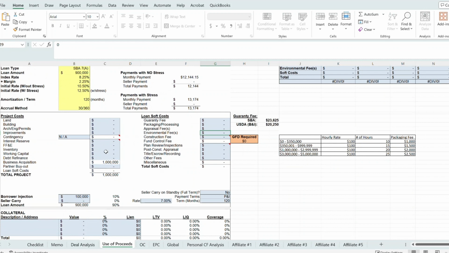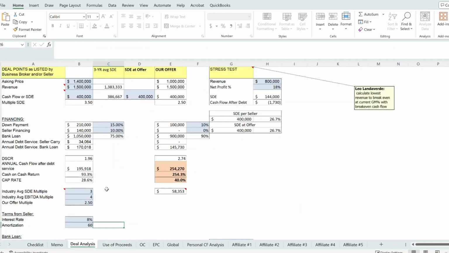So how did we get here? Let's go back to the front end. All right, so this is the cash flow that is given to us. In this exercise, the average 3-year cash flow is 386.